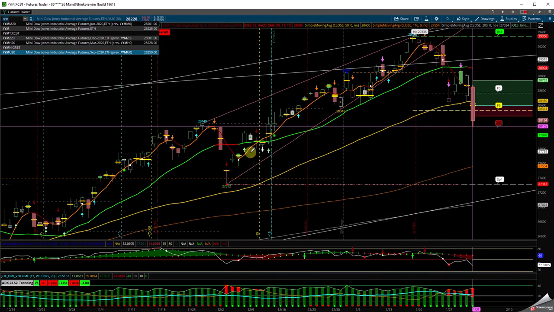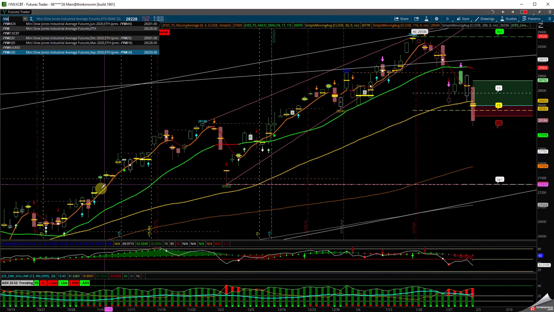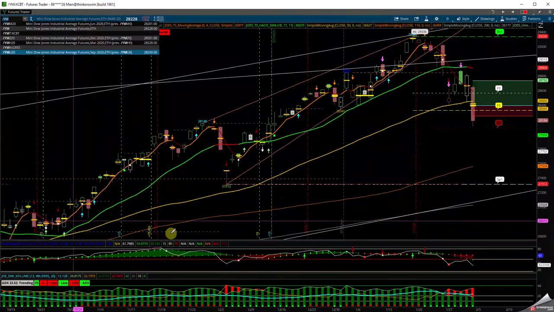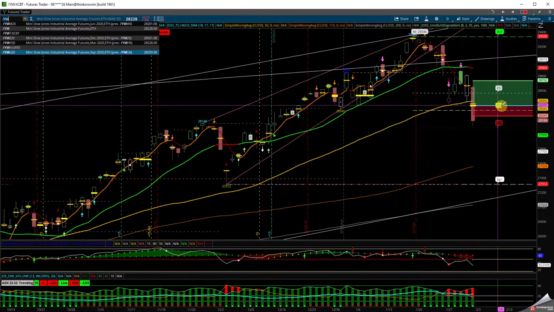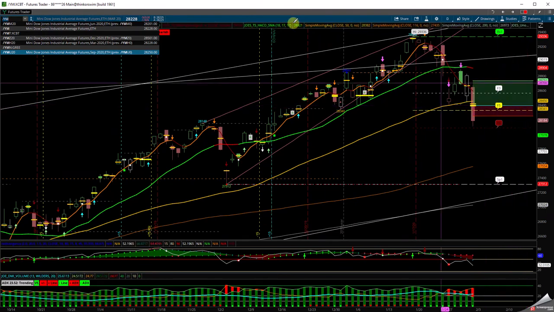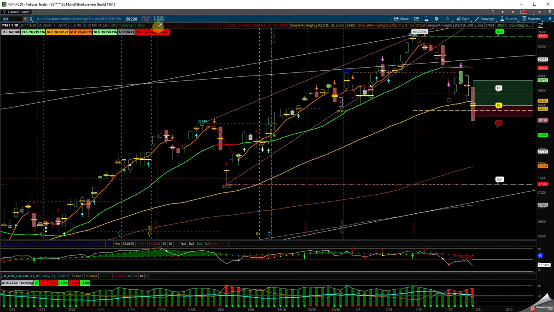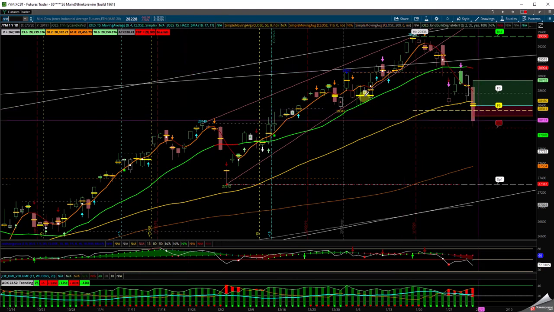So I don't have the gaps. You can see there's some gaps here, some gaps here. So we got to keep an eye on the gaps where they are in relationship to the 50 SMA. And we are bearish below the 28,400. If we can get above the 28,400 on the Dow, we can continue. So let's see what we can do with the Dow Jones Industrial.